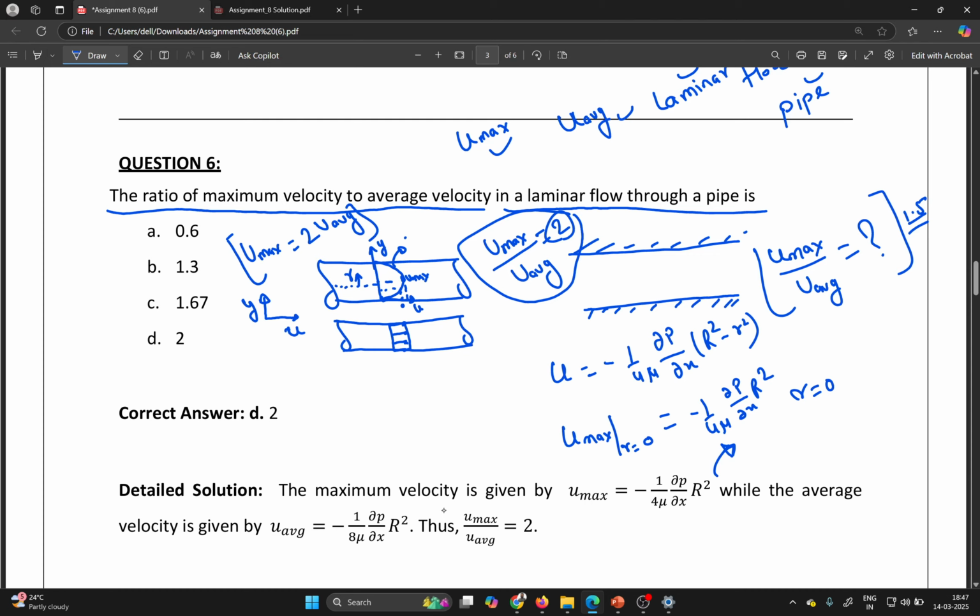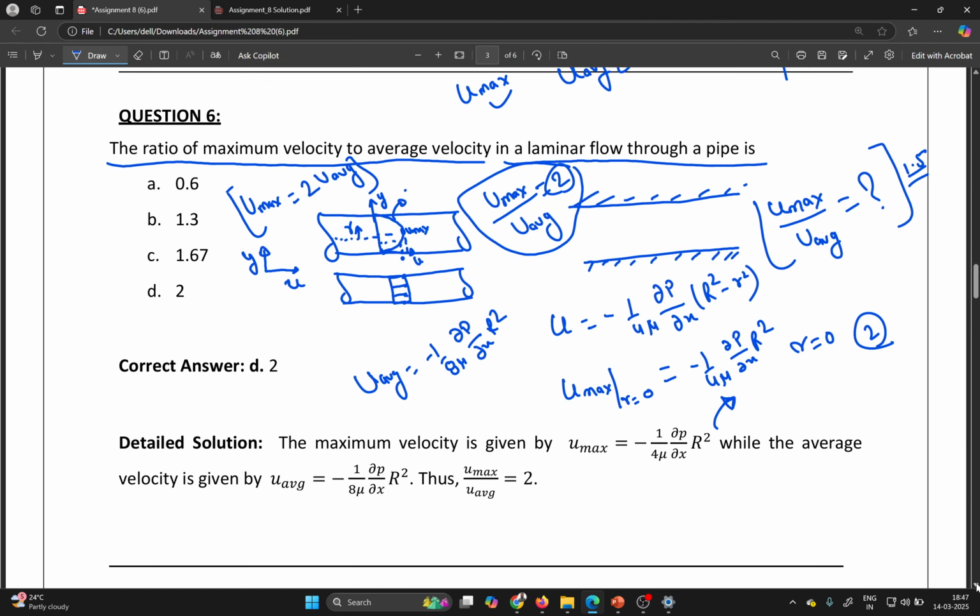Now, the average value, after averaging this curve, you will get the average 1 minus 1 by 8 mu del P by del X R square, and after the ratio you will get 2. Now we'll move on to the next question.